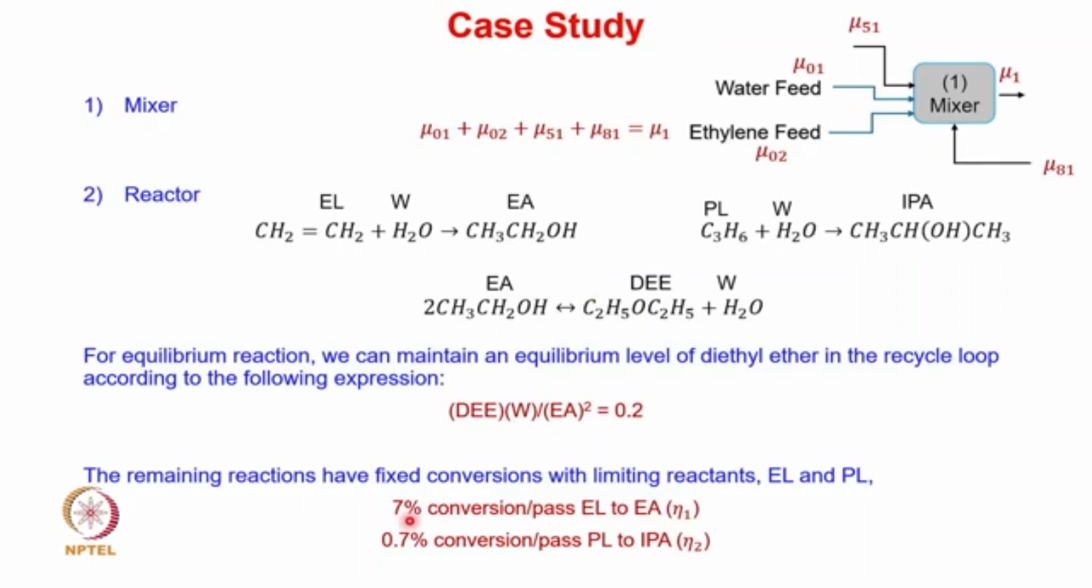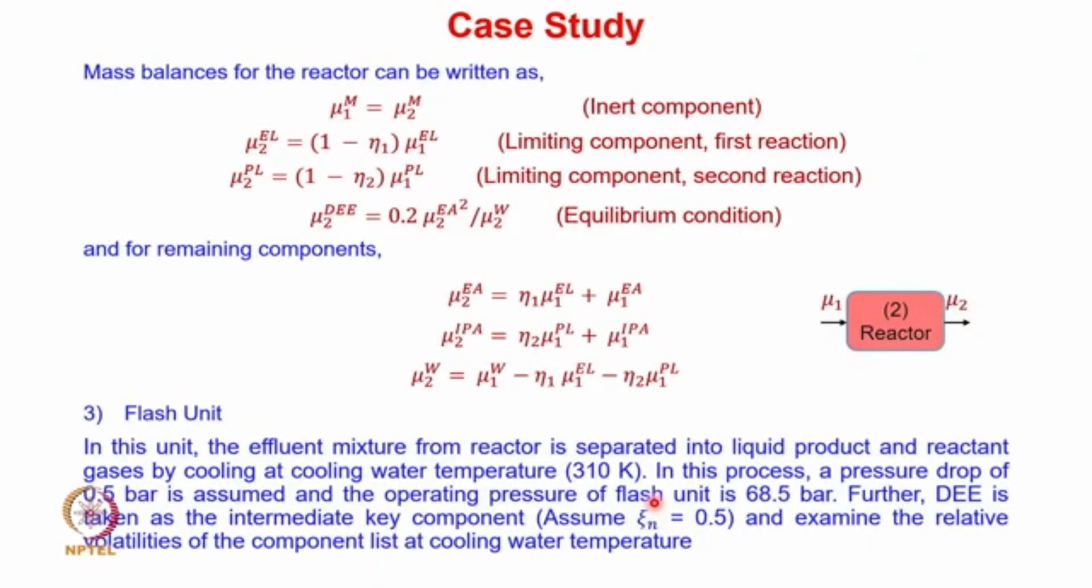And remember, in the last session on the preliminary flow sheet design, we said that the single pass conversion of ethylene to ethanol is 7%, whereas the single pass conversion of propylene to isopropanol, or isopropyl alcohol, is 0.7%. And this we can represent by eta 1 and eta 2. We can use these conversion values, and based on that we can write down the mass balance equations.